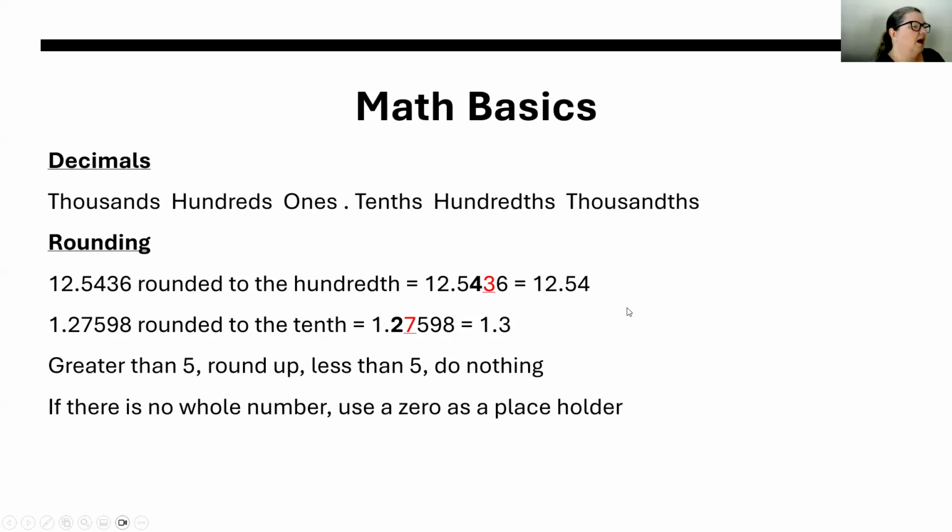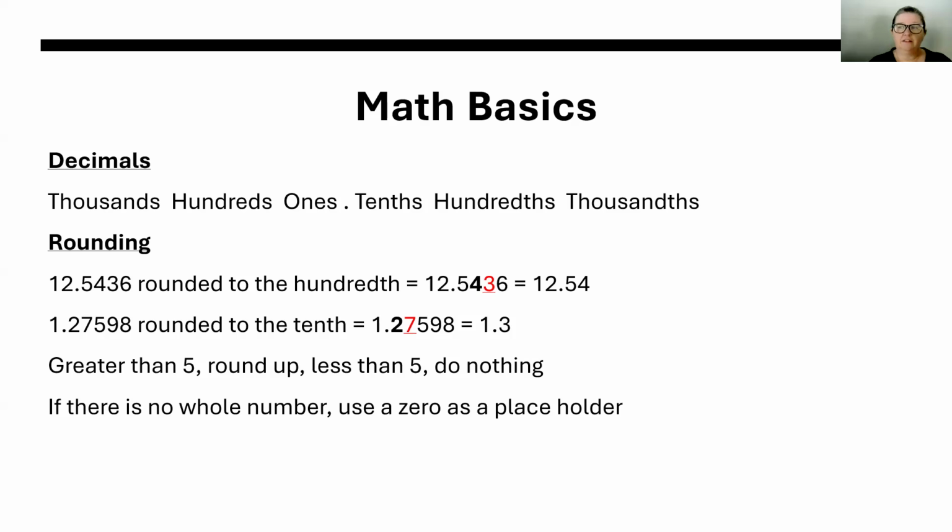Okay. Here's another one. 1.27598 rounded to the tenth. As we can see, the tenth place has a 2 in it. So that is the number we are going to do something to. And so we are only concerned with the one right next to it, which is the 7.